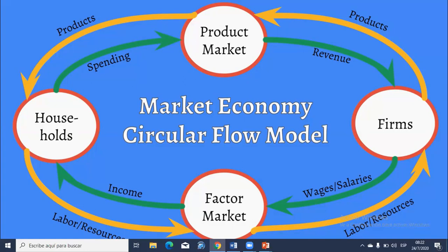The firm pays out wages and salaries, and in return, they're going to get some labor. And so it's much better to study this as a series of relationships rather than a bunch of disconnected stops on a complex model. And there you have it. That's the circular flow model.